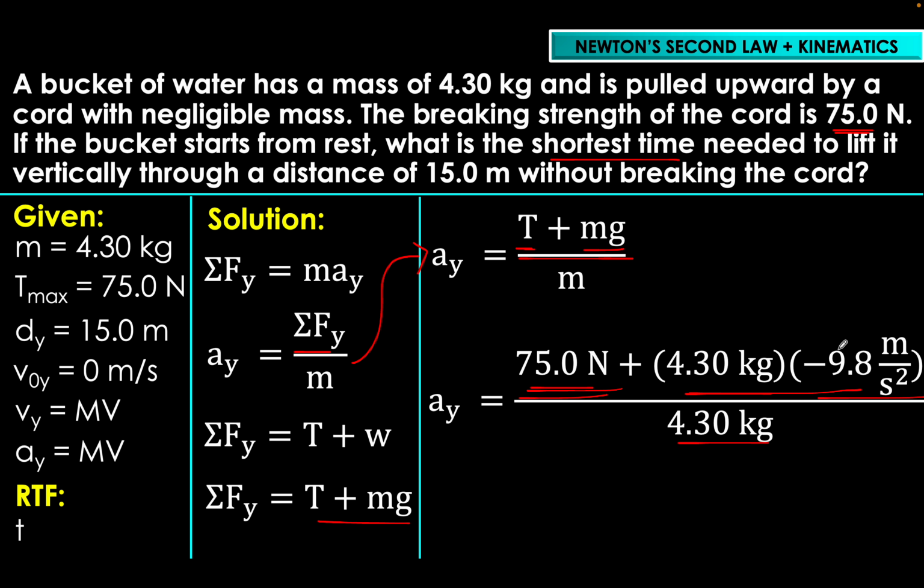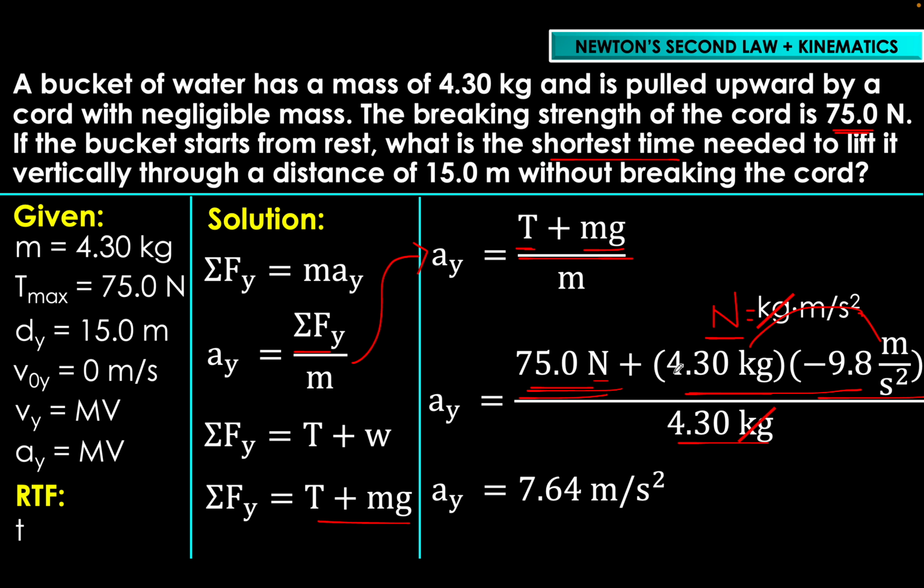Now, we can do the math for this in your calculator, but just to explain the units, take note that kilogram times meters per second squared is equivalent to Newton, and then Newton plus Newton in here will still give you Newton. Newton is equivalent to kilogram meters per second squared, and you'll end up canceling kilograms in here, so the final unit for the acceleration will be meters per second squared.